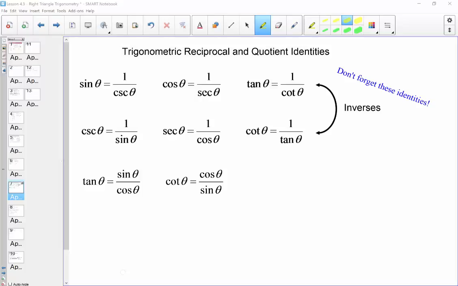In a previous lesson, we studied trigonometric, reciprocal, and quotient identities. I recommend that you pause the video at this time and refamiliarize yourself with these identities before moving on.